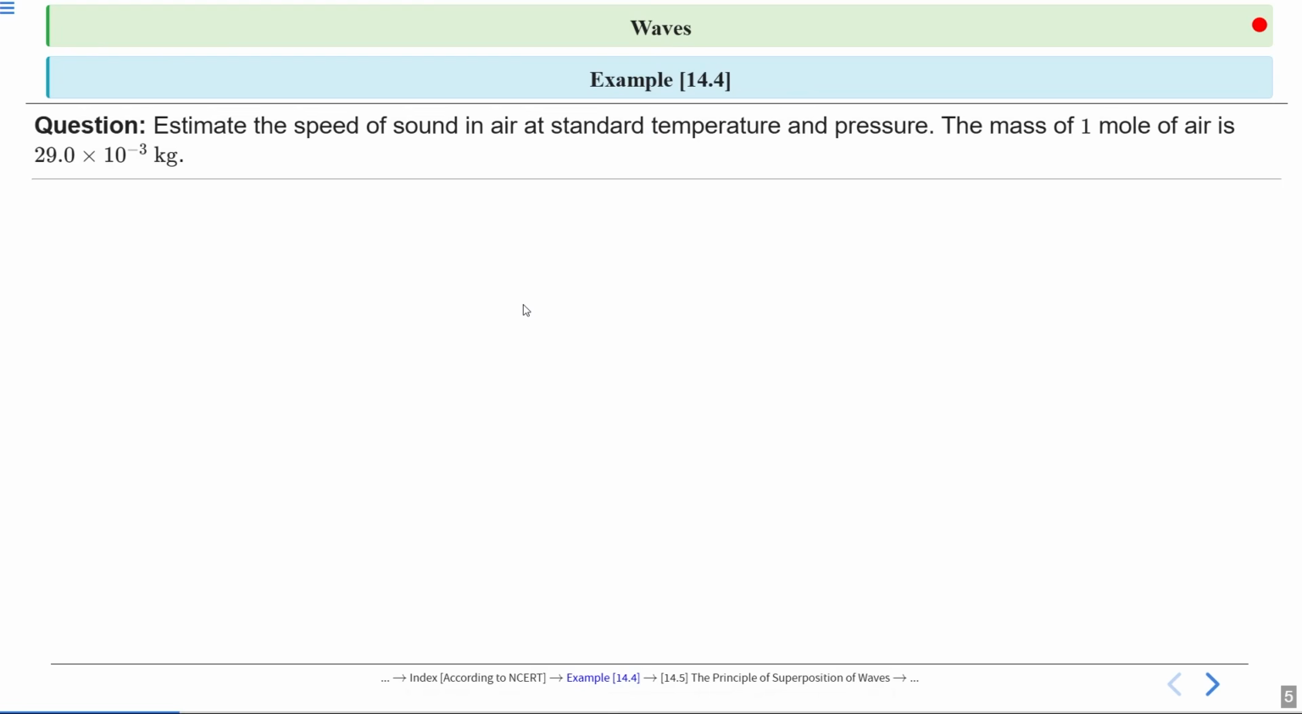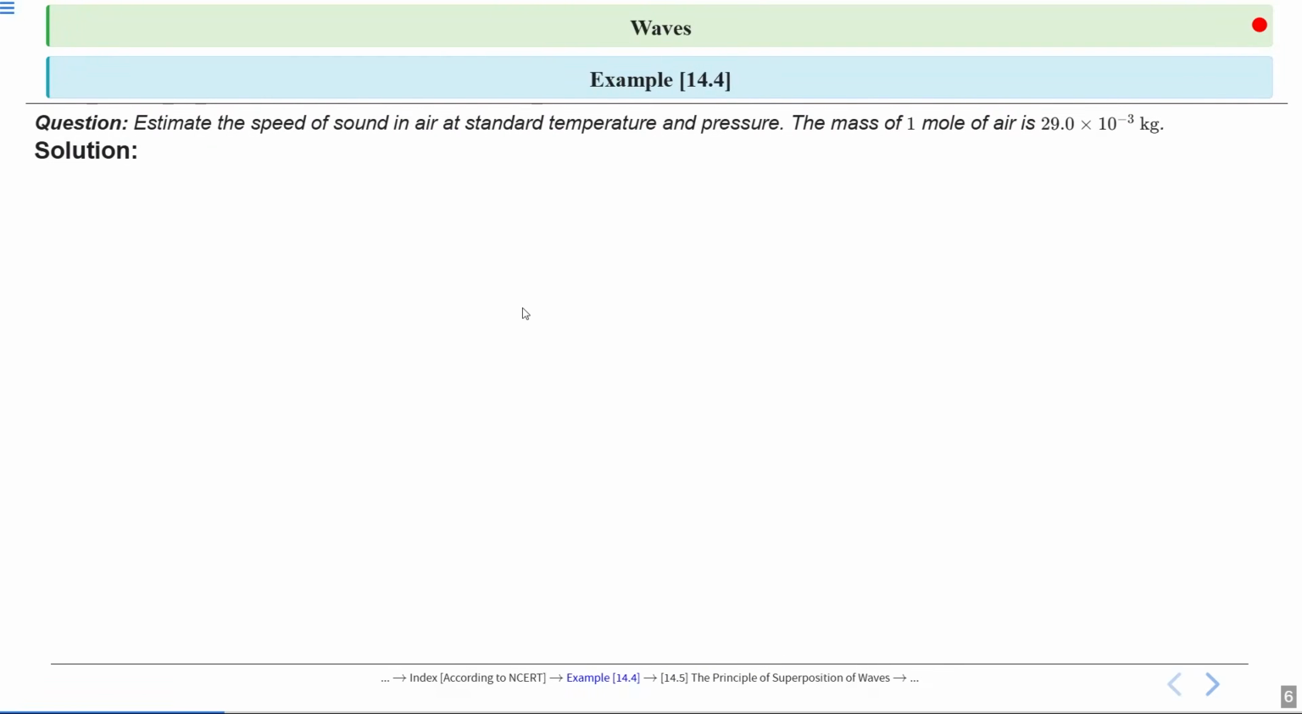Example 14.4. Estimate the speed of sound in air at standard temperature and pressure. The mass of 1 mole of air is 29.0 into 10 raised to the power minus 3 kg. Alright. So in this question you have to find out the speed of sound in air at standard temperature and pressure. Now let's solve this example. First, let's see what is given in this question.